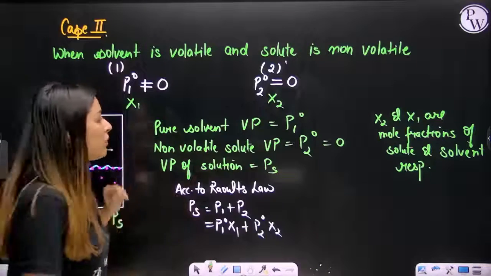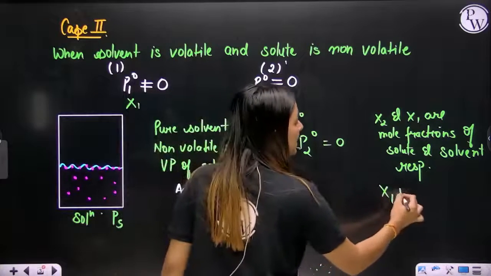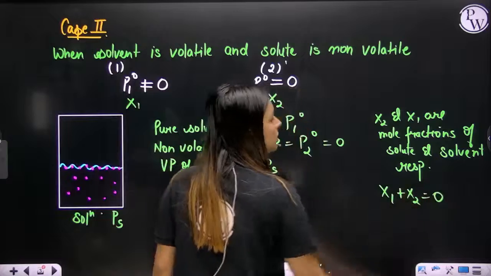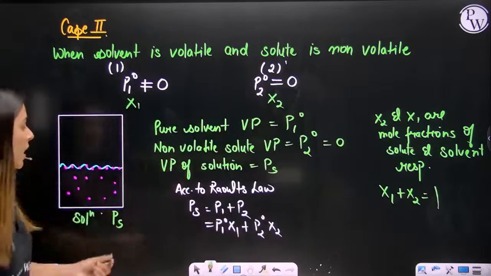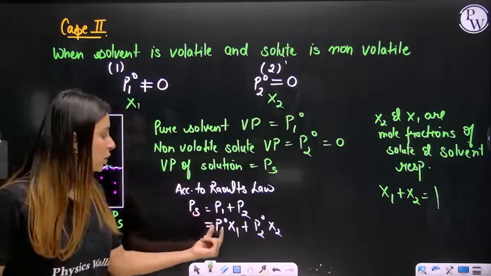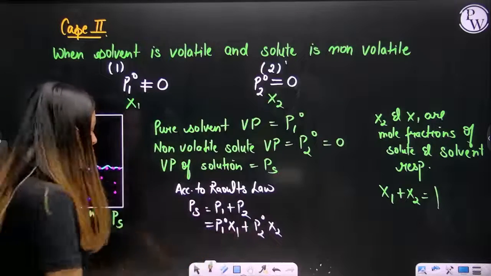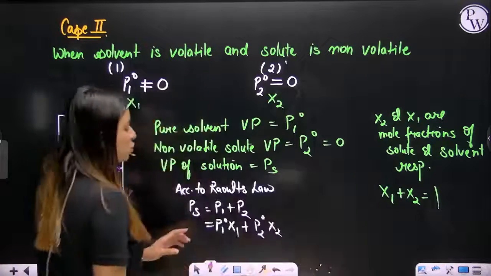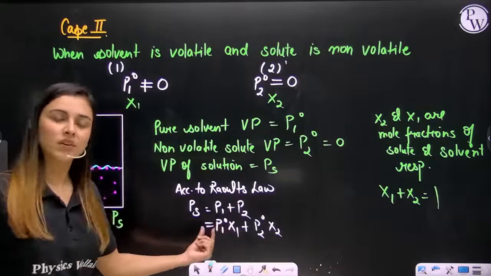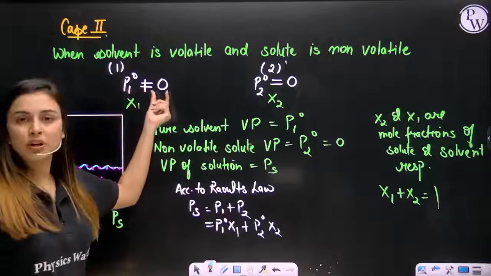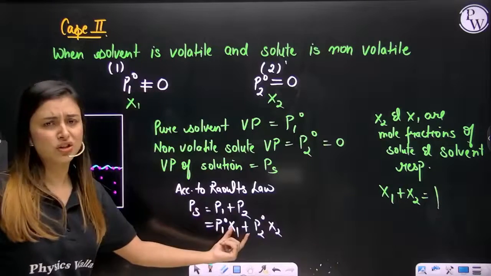Yes, and also we know that X1 plus X2 is equal to 1, right? Clear? Now, you know that this is equal to this expression. Now, just put the values which you know here. P1 naught into X1, okay ma'am, we will have some P1 naught value, it is not equal to 0, and we will have some mole fraction as well.